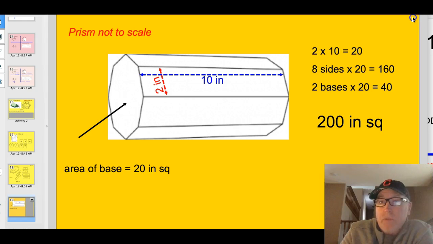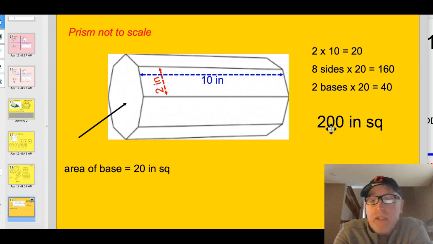Okay, let's take a look. Well, the sides are 2 times 10, so 20. That means each of these rectangles here is 20 inches squared. So 8 sides times 20 inches squared, that's 160 inches squared. Now you have 2 bases, and each of the bases are 20 as well. So 2 times 20 is 40. So if you add those all together, the sides and the 2 bases, you have 200 inches squared.